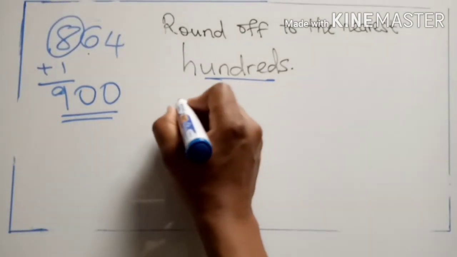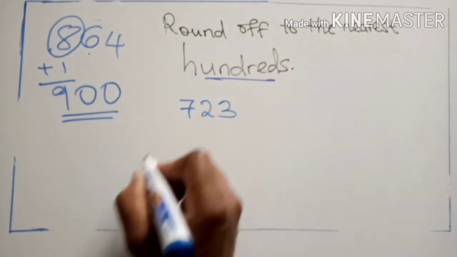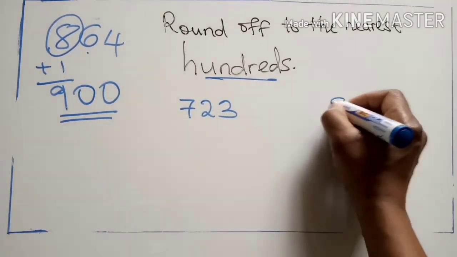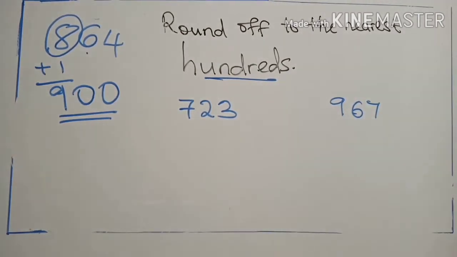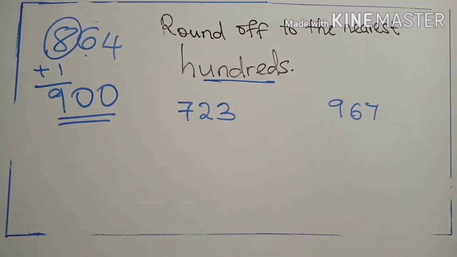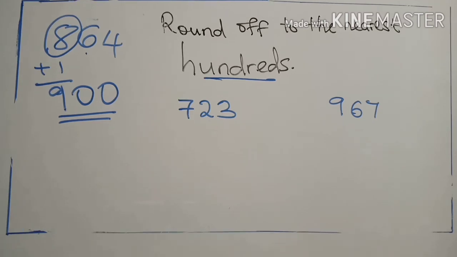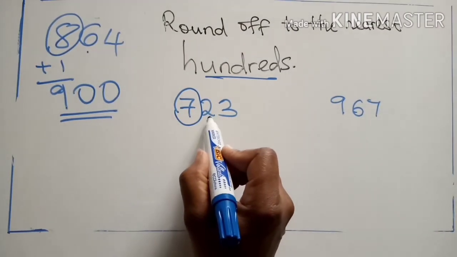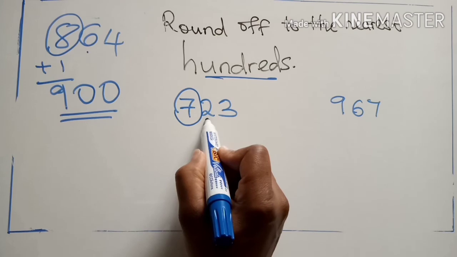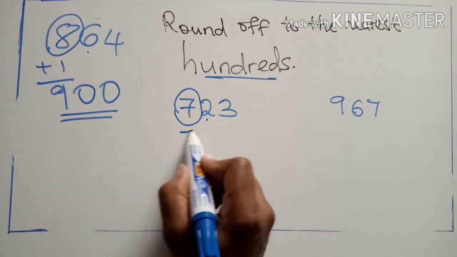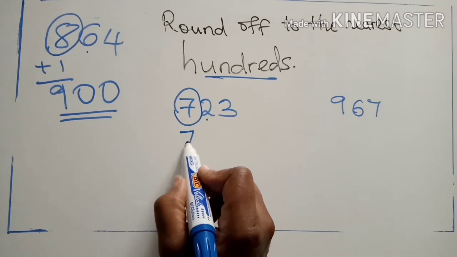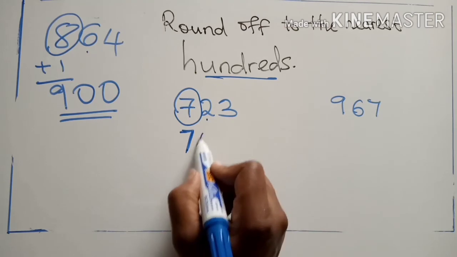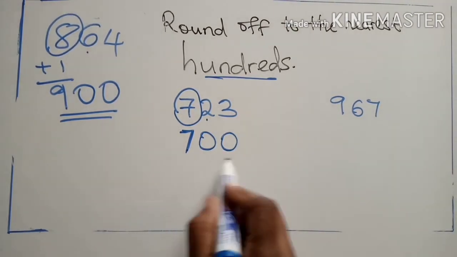Now try and work this out on your own. Before we have 723 and then we have 967. Round off those numbers to the nearest hundreds and see whether you get the right answer. So 723, this is the hundreds. So the number to the right is less than 5. So we round down. Rounding down means we have 7 remaining to be 7. And then every number to the right is converted to 0. So our answer is 700.